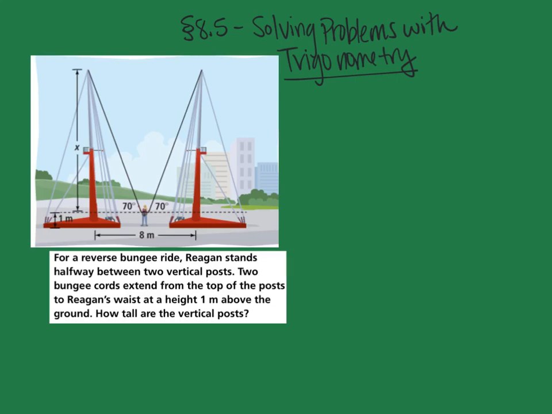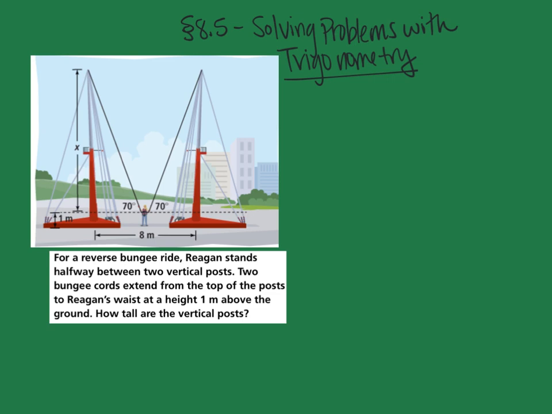All right, guys, we're going to do your favorite thing in math, some word problems. Now, we're going to start out easy with some word problems that actually have pictures, so don't stress too much just yet. And our first problem is talking about a reverse bungee ride, which I wasn't sure what that meant, so I had to look it up.